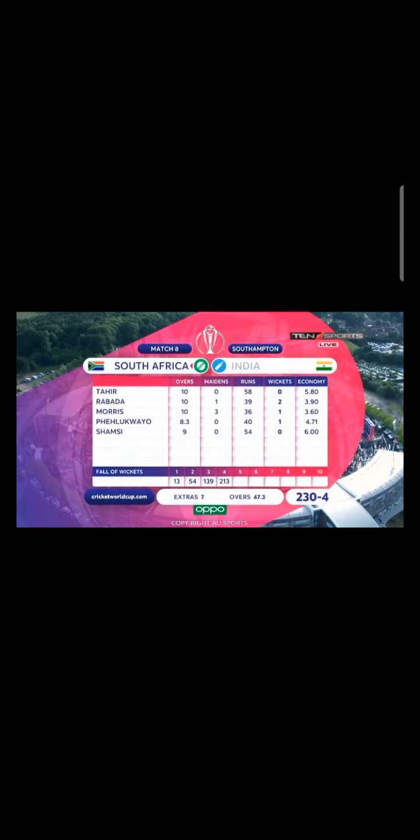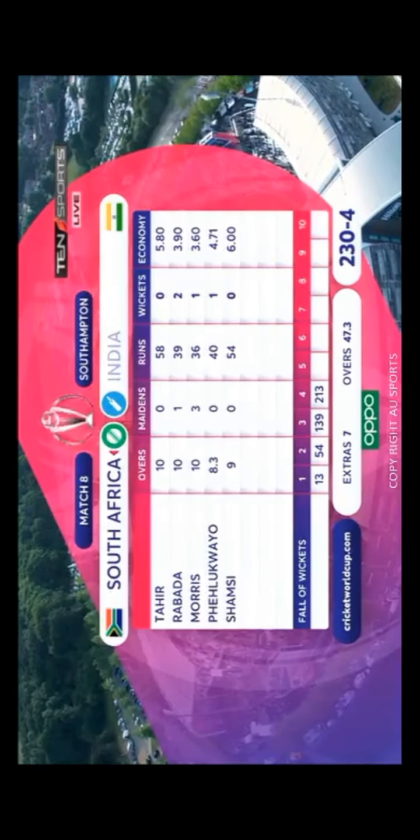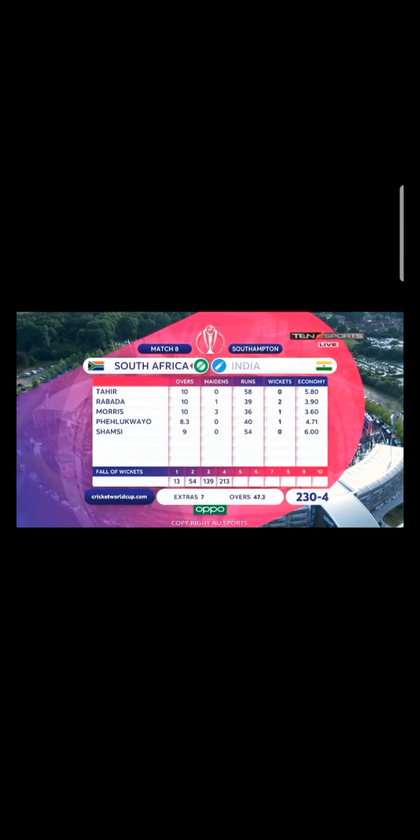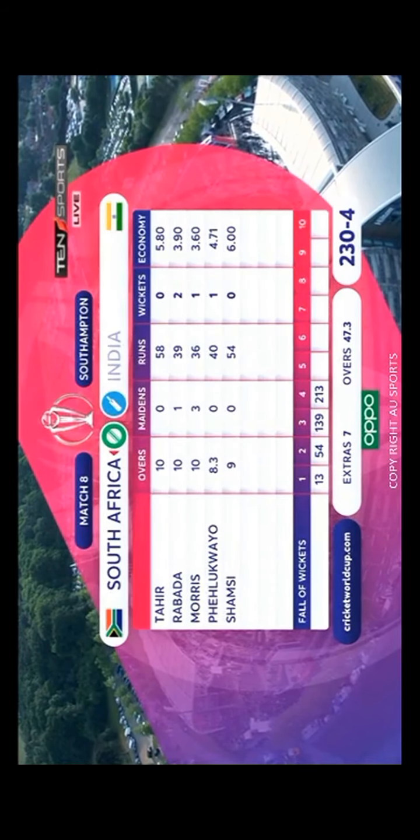I think South Africa wanted wickets from Tahir. Rabada was the lone end really. Morris had a good game. Wire was good in support, but it was a wrist spinner that was so good for India that didn't quite deliver today for South Africa.